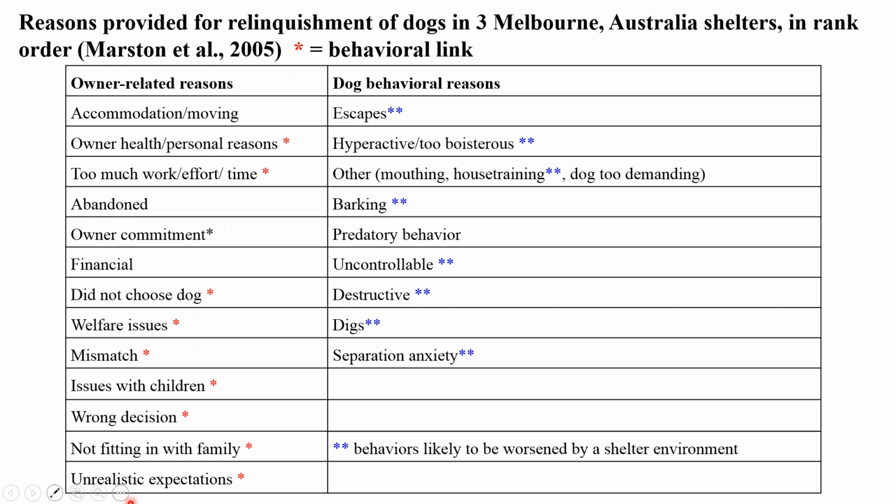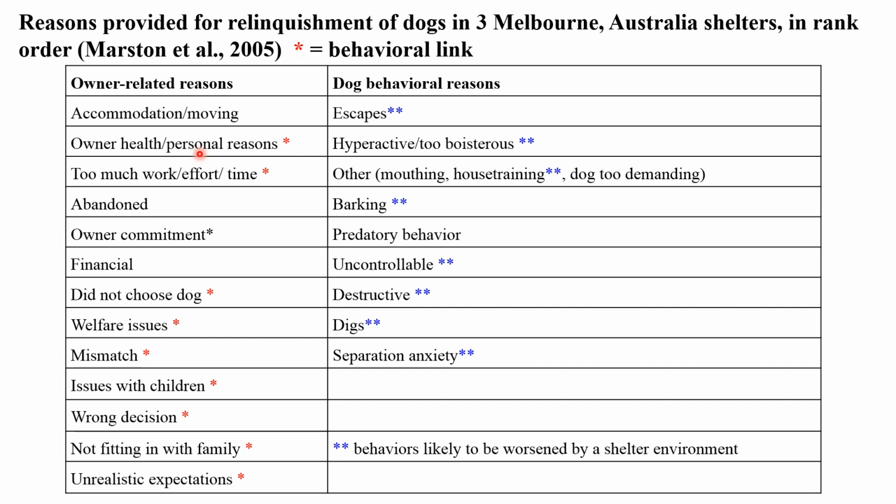So why do people relinquish their dogs in general? This is a study done in Australia. And there are two sets of reasons that the authors identified. One was an owner-related set of reasons, and one were dog behavioral reasons. If you look at the owner reasons, everything with a red asterisk has a behavioral component for the dog. So if you think about this, owner health and personal reasons. Well, if you're arthritic and older, it may be taxing for you to have a puppy. Too much work, effort, time, that's a mental and physical stressor for humans.